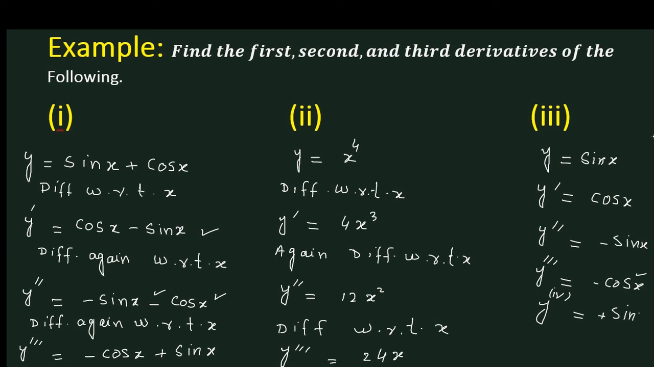So this is the way to find the first, second and third derivatives, as well as the fourth derivative, of the given functions. If we want to find the fifth derivative and so on, up to any derivative, then we use the Leibniz rule, but here we are discussing only the first, second and third derivatives. Hope you have understood. If you have any questions related to these examples, you can ask in the question answer section. Thank you very much.